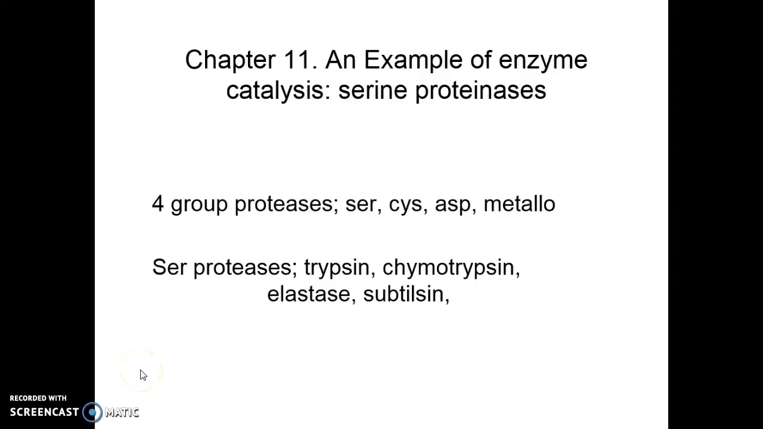Enzymes increase the rate of chemical reactions by decreasing the activation energy of the reactions. This is achieved primarily by the enzyme preferentially binding to the transition state of the substrate. This model was proposed by Linus Pauling in 1946.